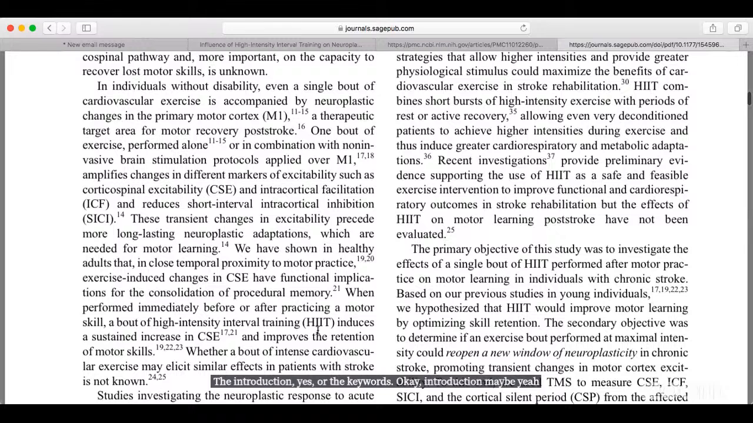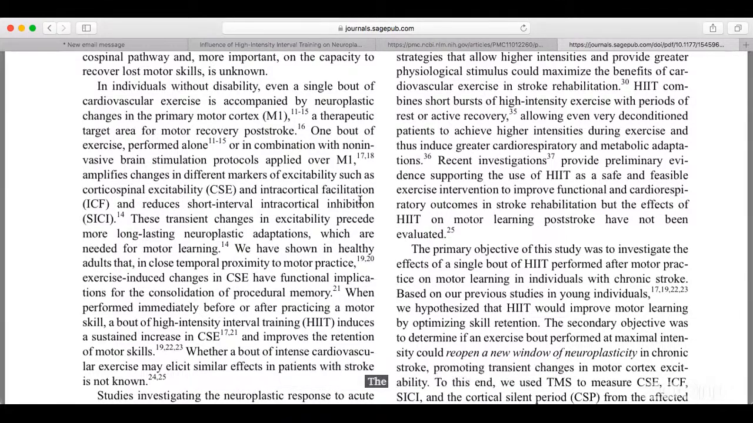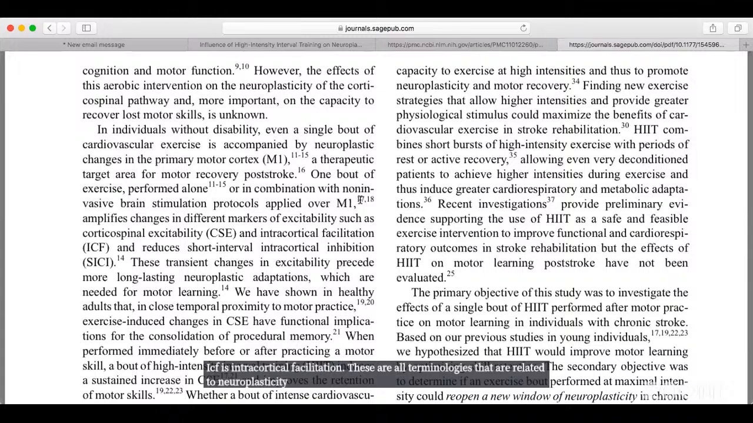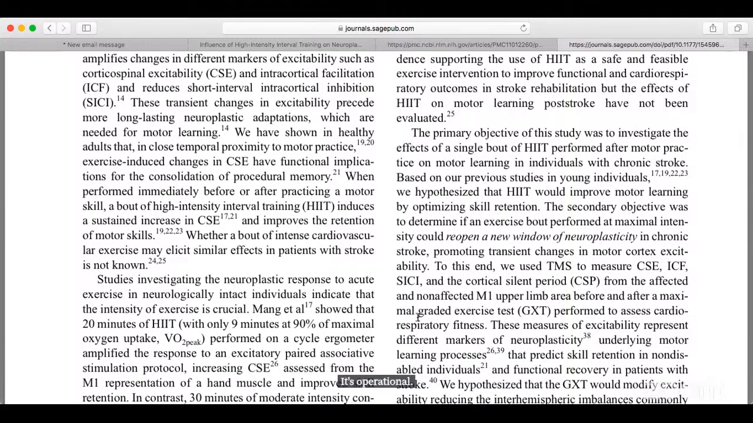Yes, I can see HIIT. Remember all those CSE that we are talking about? CSE is corticospinal excitability. ICF is intracortical facilitation. These are all terminologies that are related to neuroplasticity. But that GXT is something else. It is a graded exercise test.